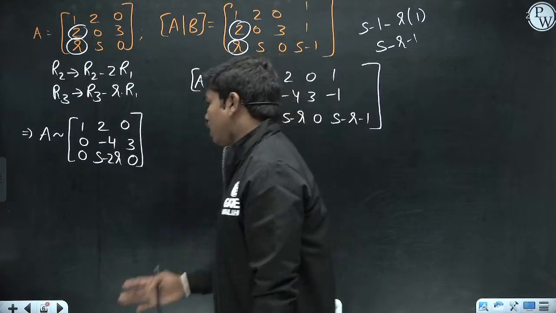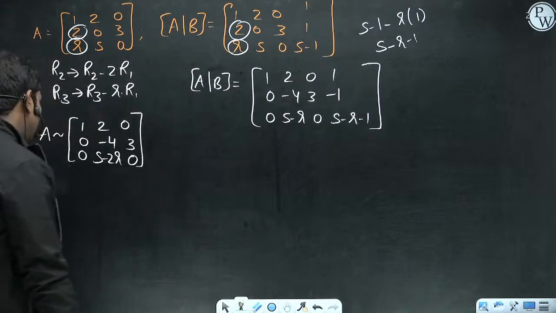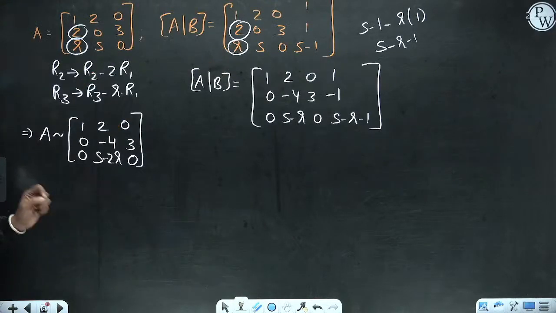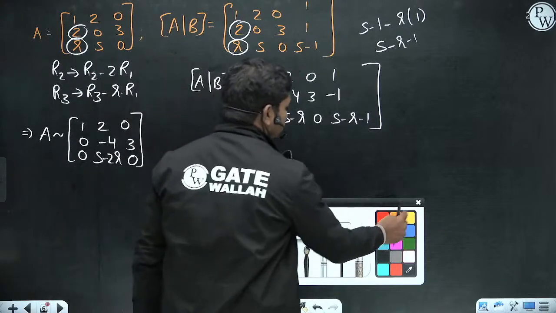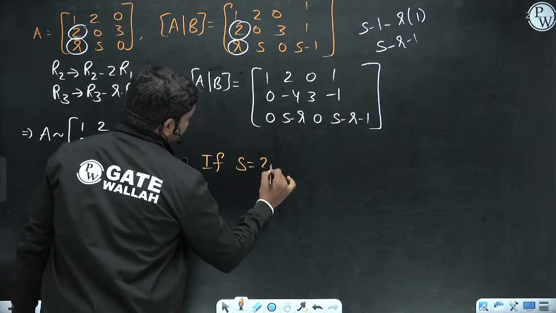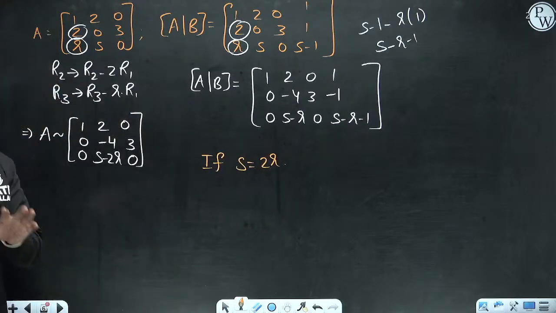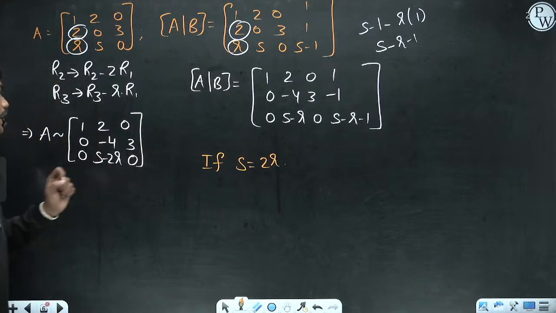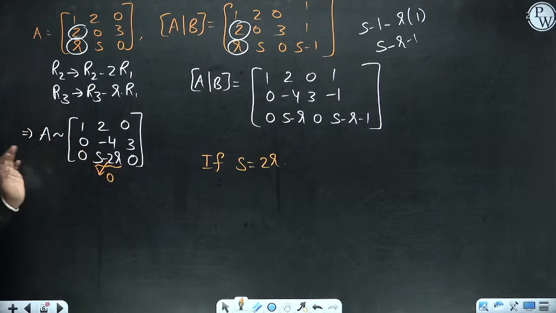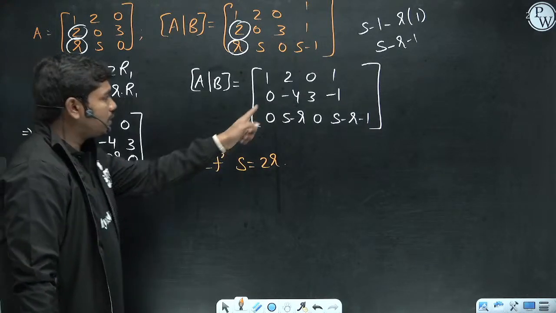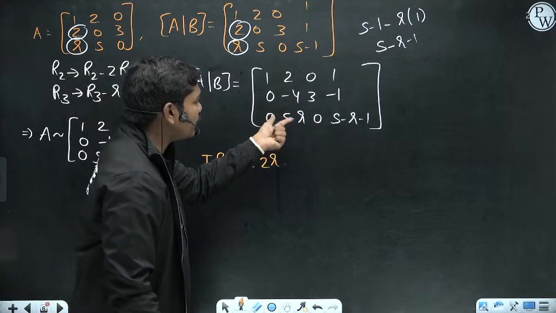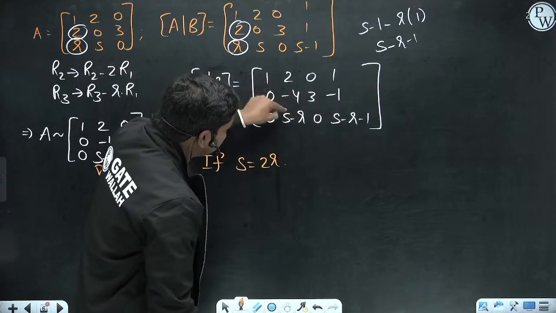Okay, so let us check the options clearly. So if you check the options, then no solutions for s is equal to 2r. Let us suppose if s is equal to 2r, for example. Now if s is equal to 2r, this element becomes 0, correct? This element becomes 0 actually here. लेकिन this matrix is not in row echelon form, correct? Because हमको पता नहीं चला कि other this element is 0 or not.